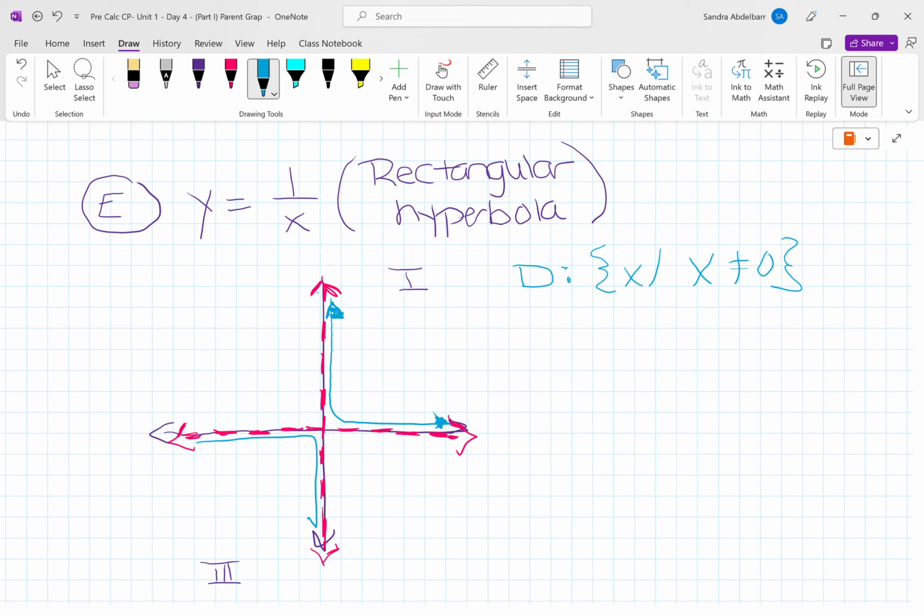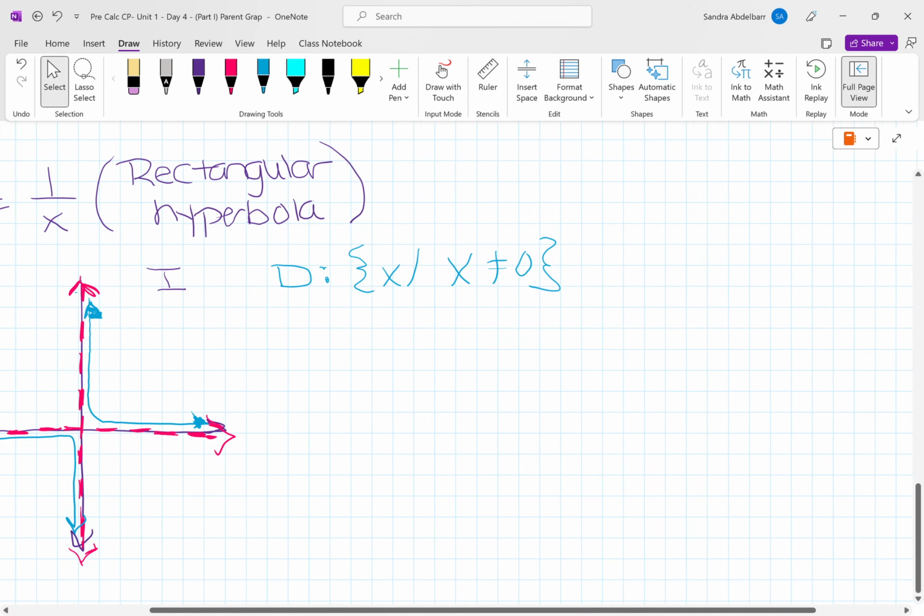So then we're going to do the same graph in quadrant 3. Get really close, but don't cross. Well, here, y will never be 0 because you have a numerator of 1. There's no variable up there. The only way to make this equal 0 is if the numerator were 0, and can we ever make the numerator 0? No. Okay, so that's our rectangular hyperbola.